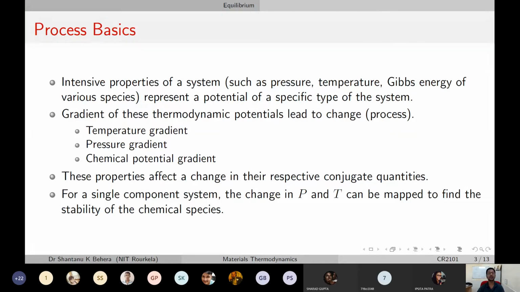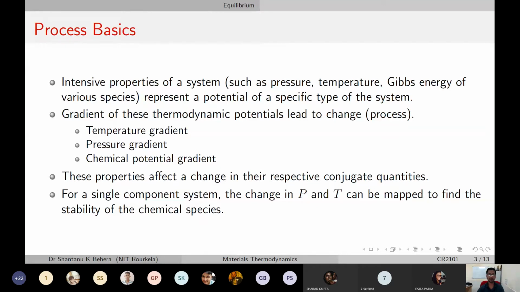We'll try to see what the changes in thermodynamic parameters like pressure and temperature, the most important ones, do to the behavior or the stability of a single component system among its various phases. For example, a chemically distinct component would be H2O. That's water, and in the water system you can have very many different kinds of phases.